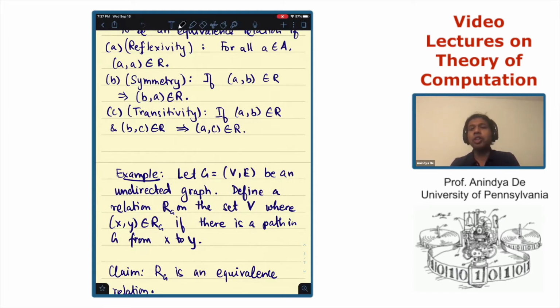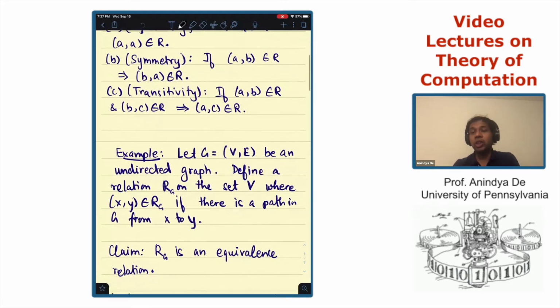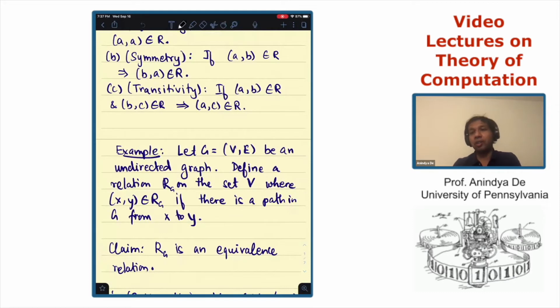Now for this graph G, we define a relation R sub G. This will be an equivalence relation, which we define now. It will be defined on the set V. The ground set is the set V of vertices. Two vertices x comma y are said to be in this relation R sub G if in the graph G there's a path from x to y. So there's a way to go from x to y in the graph G. And the claim is that this relation R sub G for an undirected graph G is an equivalence relation. We now verify the axioms of an equivalence relation.